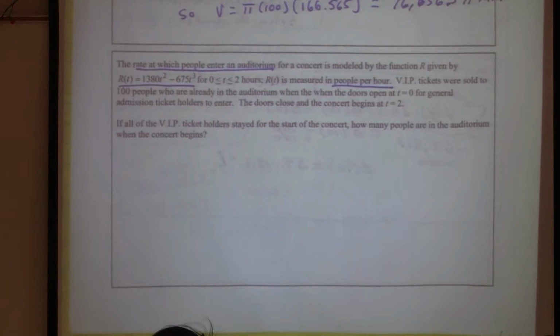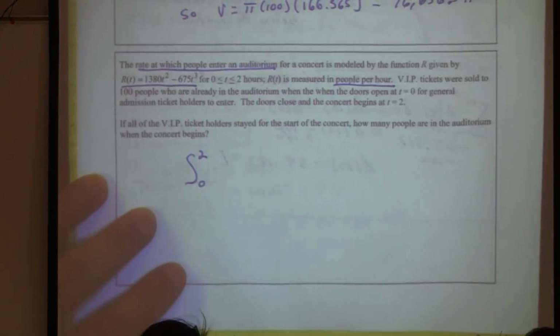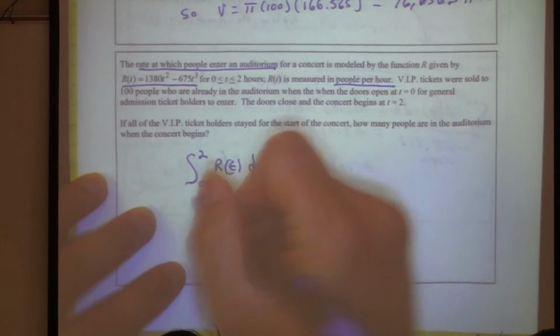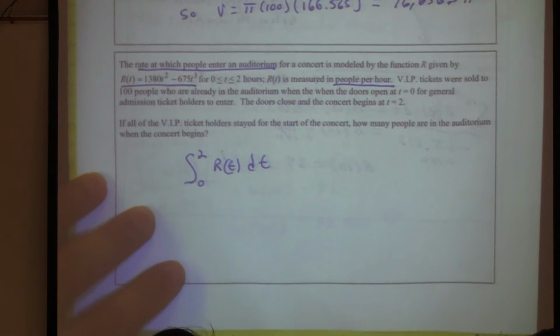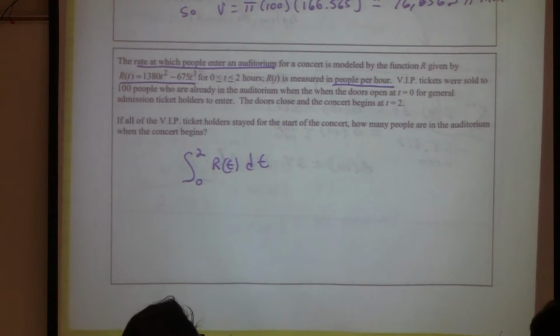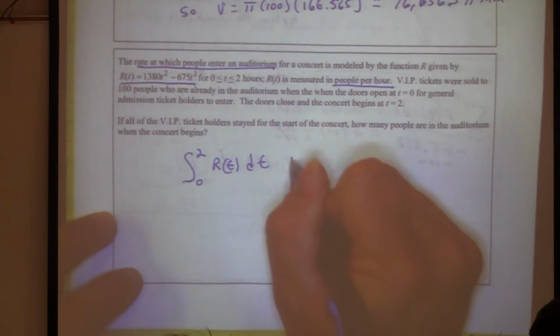So how could we figure it out? Plus 100? So you want me to do the integral from 0 to what? To 2 of r of t, okay. Not r prime? No? Why not r prime? Oh, because it's already a rate. Okay, good. Plus 100? Yes. Oh. So out of that, plus 100?